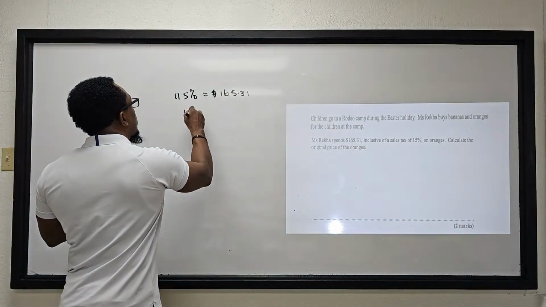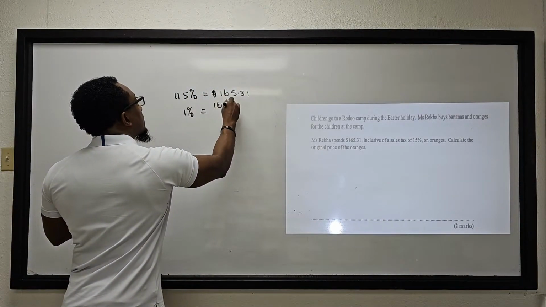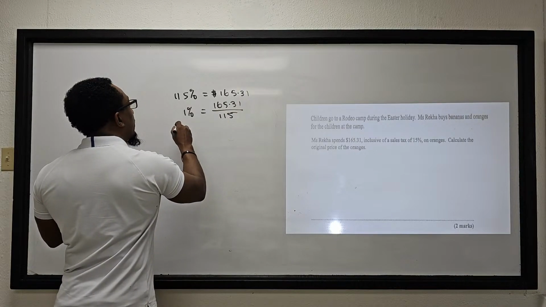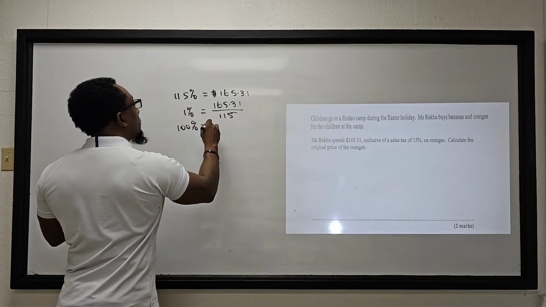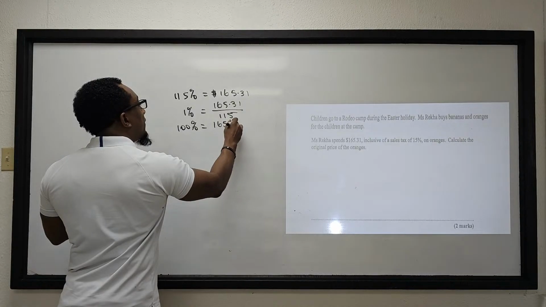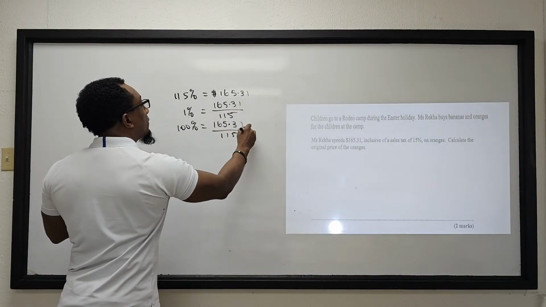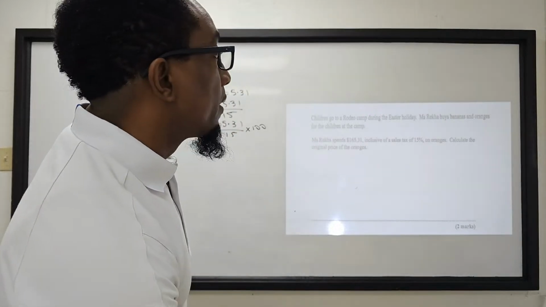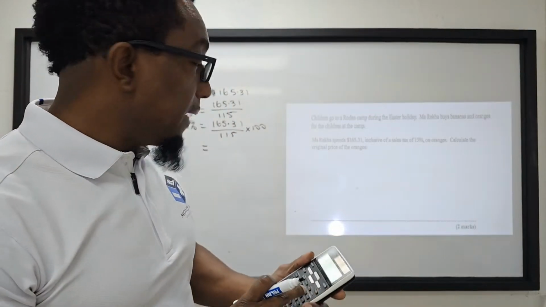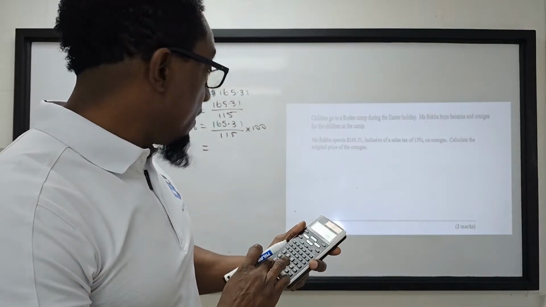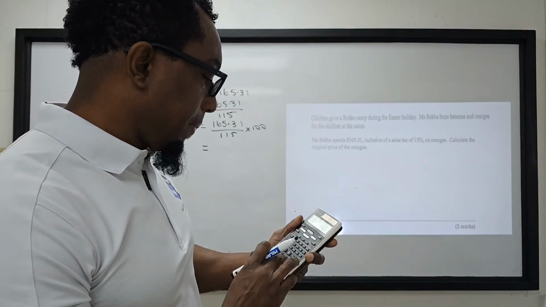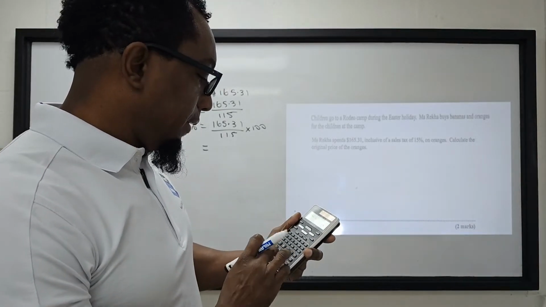1% will be 165.31 over 115, and therefore 100% will be 165.31 over 115 times 100, and that will give us the original price. So this is 165.31 divided by 115 multiplied by 100.